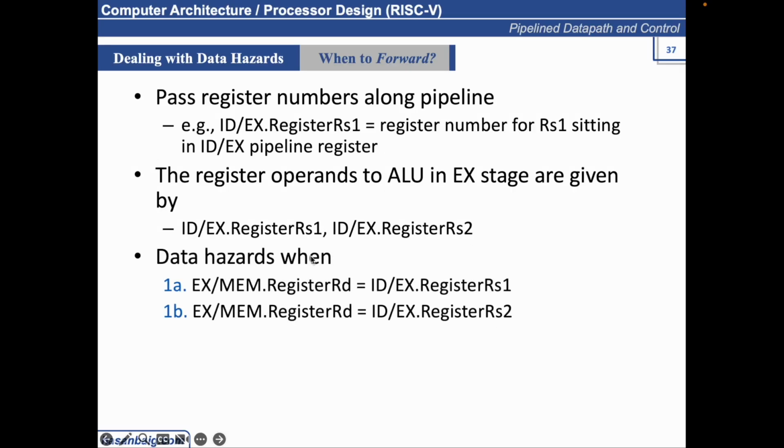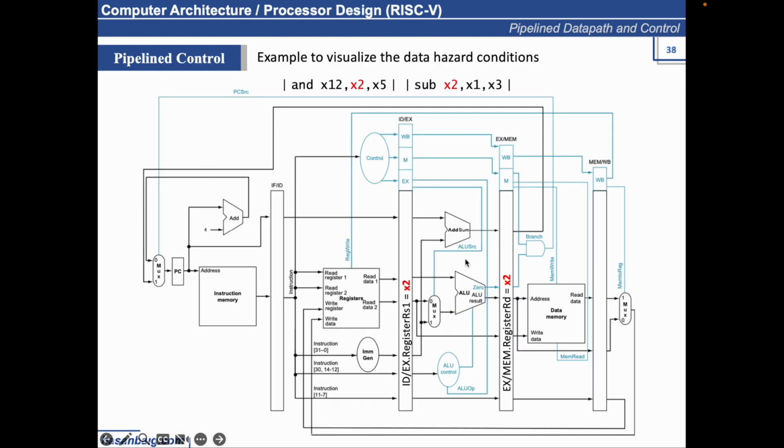Okay, so the first condition that we need to check for data hazard is when the xmem register rd is equivalent to the idx register rs1, or similarly register rs2. So what we need to do is forward the data from the xmem pipeline register and use it in the ALU for the next instruction. Okay, this is the same thing which I have just explained to you on the whiteboard.